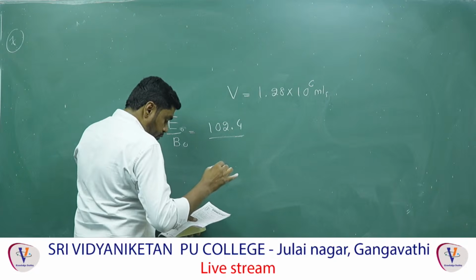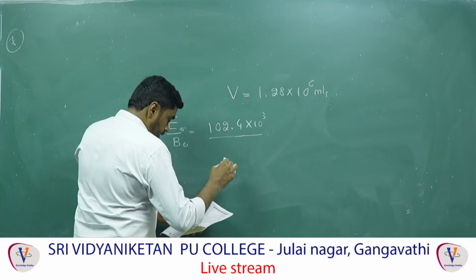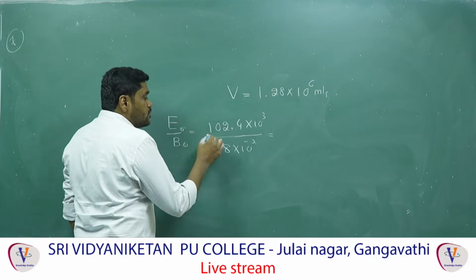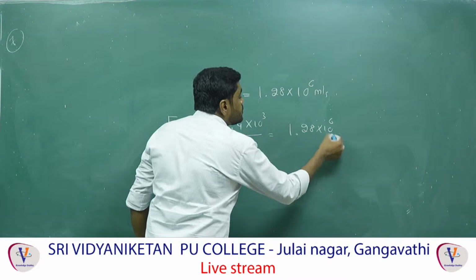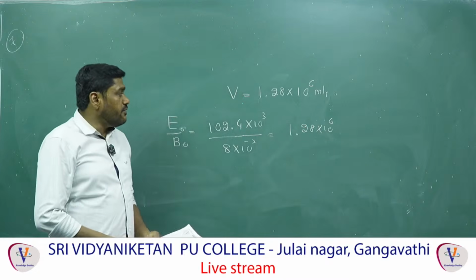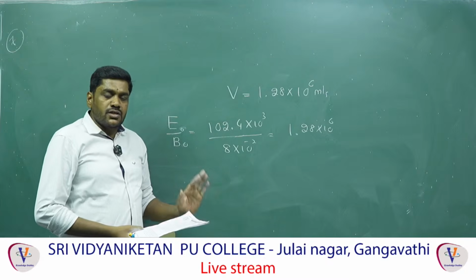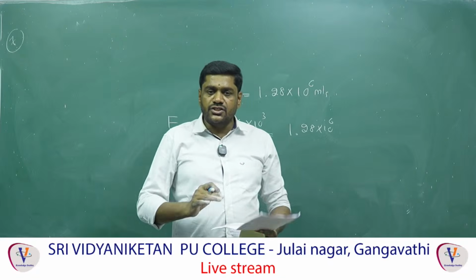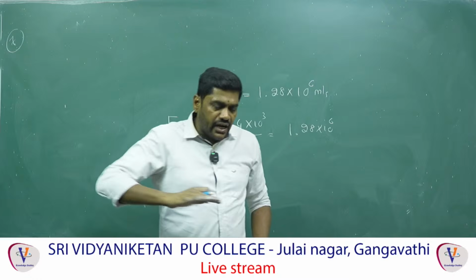102.4 by 8 into 10 power minus 2, into 10 power 3. After simplification, you will surely get the value 1.28 into 10 power 6 only. This means the given velocity of the particle is equal to E naught by B naught. So the particle is undeviated, meaning it doesn't change its path. According to the electric force and the magnetic force, it goes undeviated.